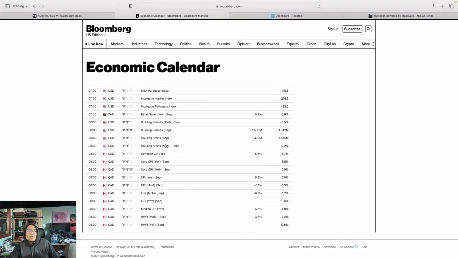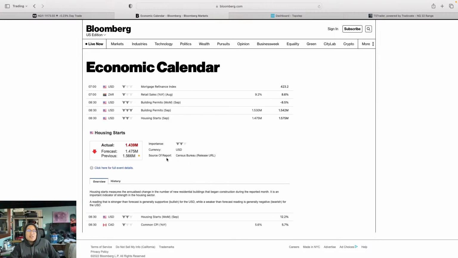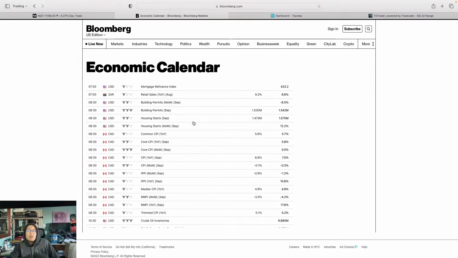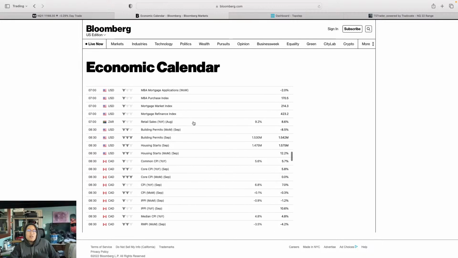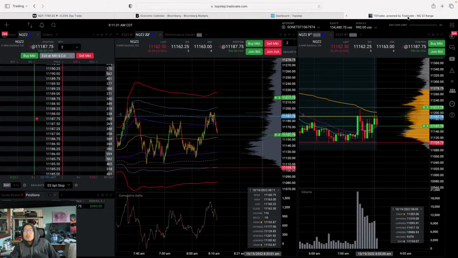And housing starts also, I feel like that's very similar. Housing starts measures the annualized change in the number of new residential buildings that began construction during the reported month. It is an important indicator of strength in the housing sector. Okay. Cool. Anyways, I guess we should get back over and see if we're like winning or losing.